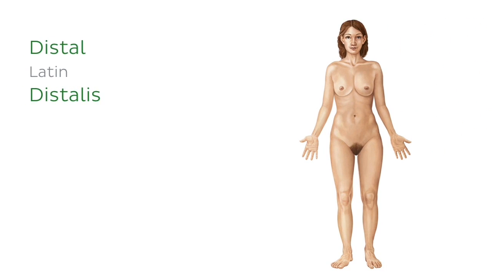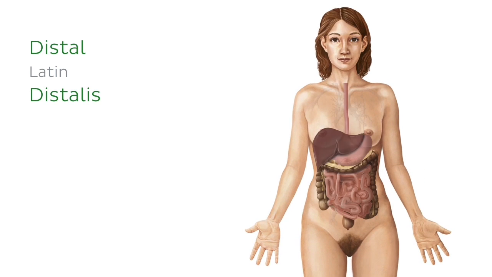And you'll most often see this term used in the context of your upper and lower limbs. It indicates that a body part is away or farthest away from the trunk of the body or the point of origin of the body part. For example, the wrist joint is distal to the elbow joint. You'll also see the term distal used in the context of the gastrointestinal tract, where distal implies in the direction of the anus. How wonderful!